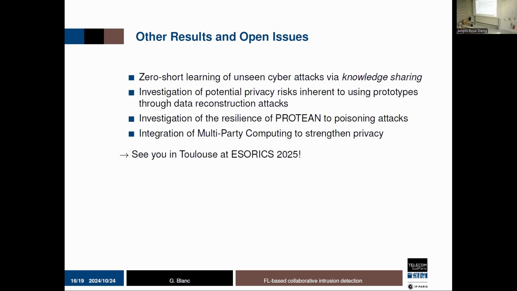So there are still open issues. Some of the open issues here are actually dealt with in the paper. As I said, the zero-shot learning of unseen cyber attacks is dealt with in the paper. And also the investigation of the potential privacy leakage, because we're exchanging more information than other federated learning aggregation functions, because we also send the prototype. But as I said earlier, the prototype itself doesn't really leak much information about the training data.